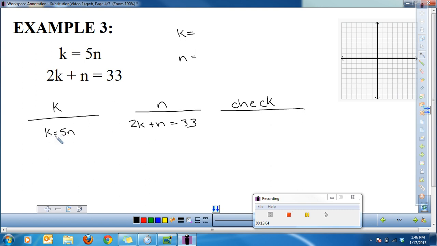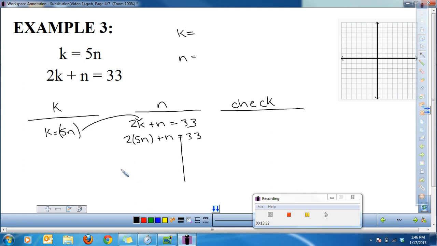Now remember, we know that k equals 5n, so I can substitute this using parentheses in for k. So I'm going to rewrite this. First, I'm just going to write out the parentheses without putting that in so I can make sure I did it right. Did I rewrite the k? No, because I'm substituting 5n in for k. The k is gone. I'm going to write 5n in the parentheses.